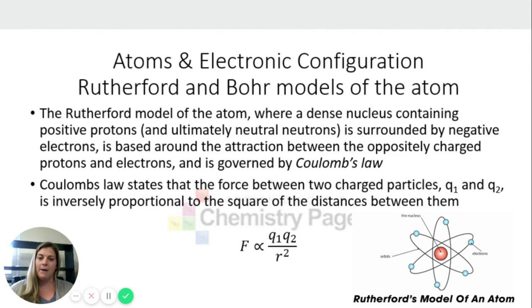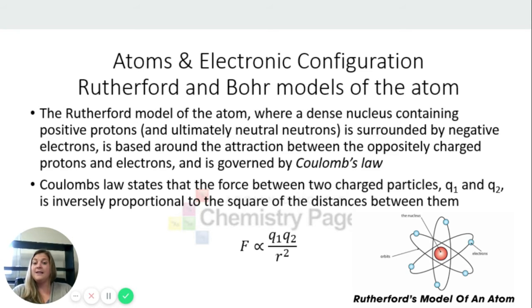This is the model where they discovered that the nucleus was a dense positive center. They didn't necessarily know at the time that there were neutral neutrons. They just knew that most of the mass of an atom was contained in the center, and it was very dense compared to the mostly empty space around it, and it was positively charged. They knew that there were negative electrons orbiting. They didn't know how, but there are electrons on the outside, and they were governed by Coulomb's law.